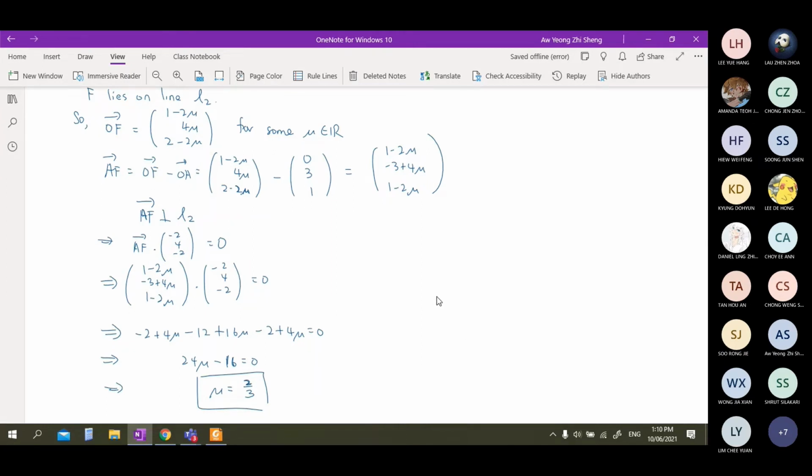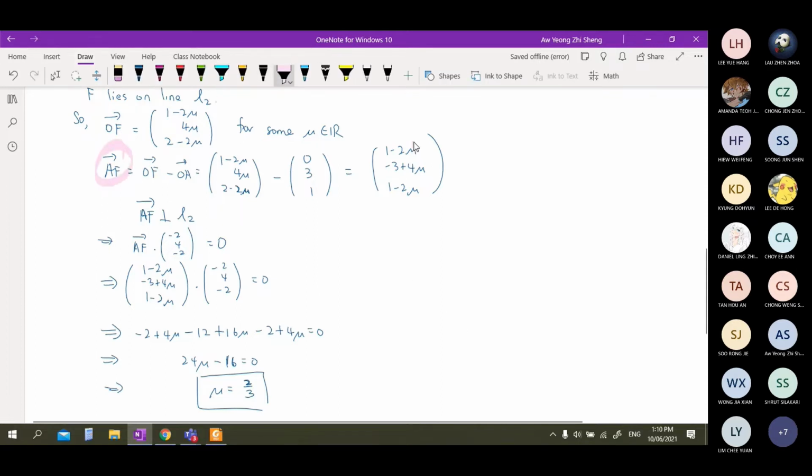Okay, so what is actually our aim for the question? Our aim is to find the shortest distance. But the question doesn't really ask for coordinates of F. We are only interested in finding the distance between the two lines. So we know the distance between the two lines is the length of the vector AF. We are not so interested in OF, we are more interested in AF.